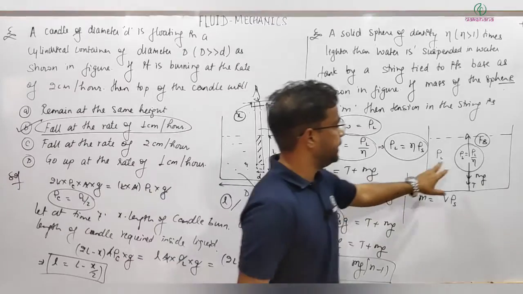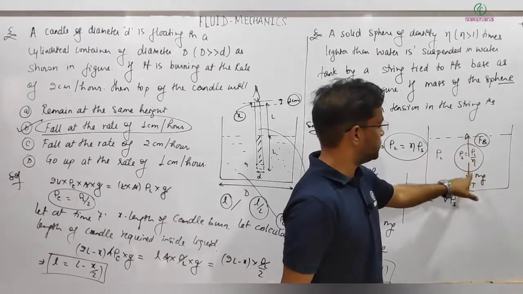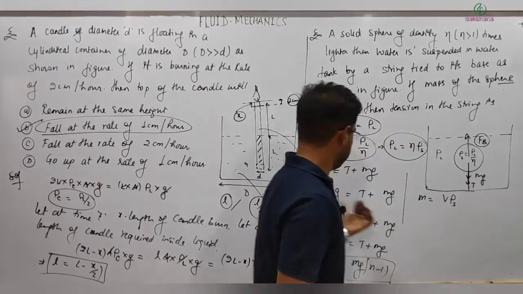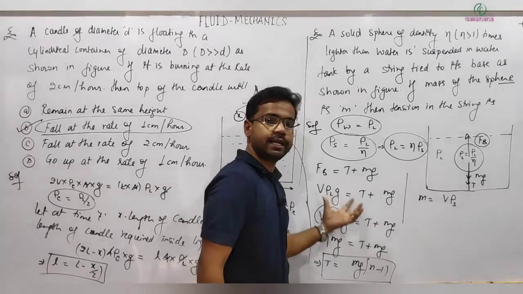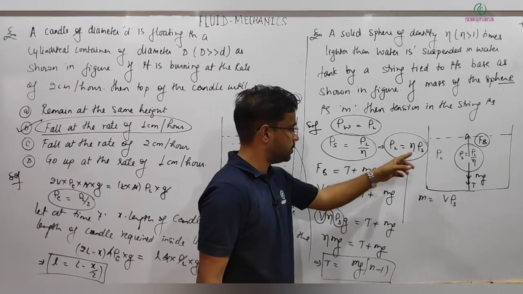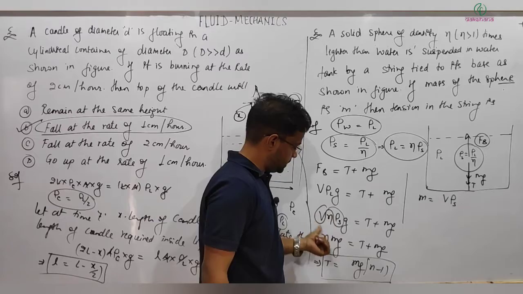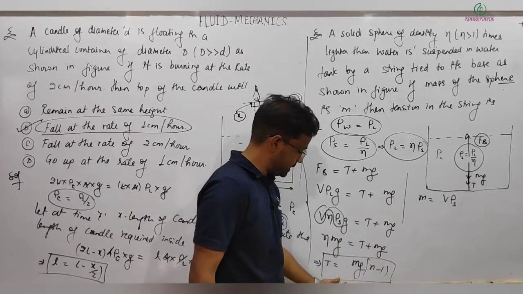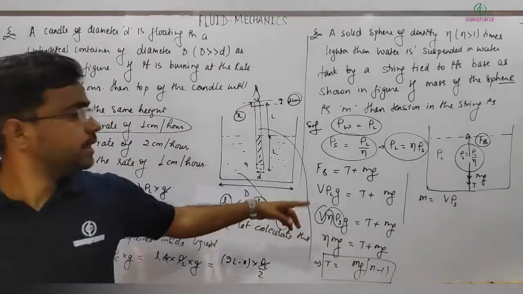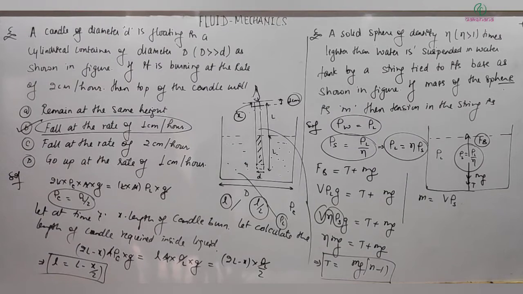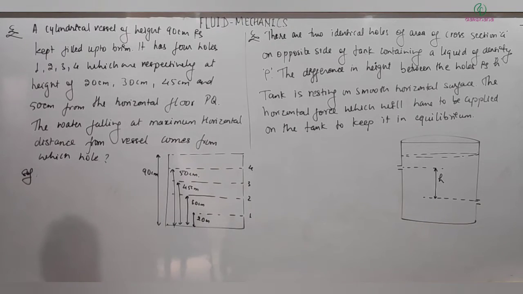This is simple. Upward force, buoyancy force, downward force, weight plus tension. You just need to rearrange, rewrite them, just substituting the value of rho L here and writing this quantity as m, then rearranging it, we are getting the answer. So this is the next problem. Okay, let's see a few more cases, applications.